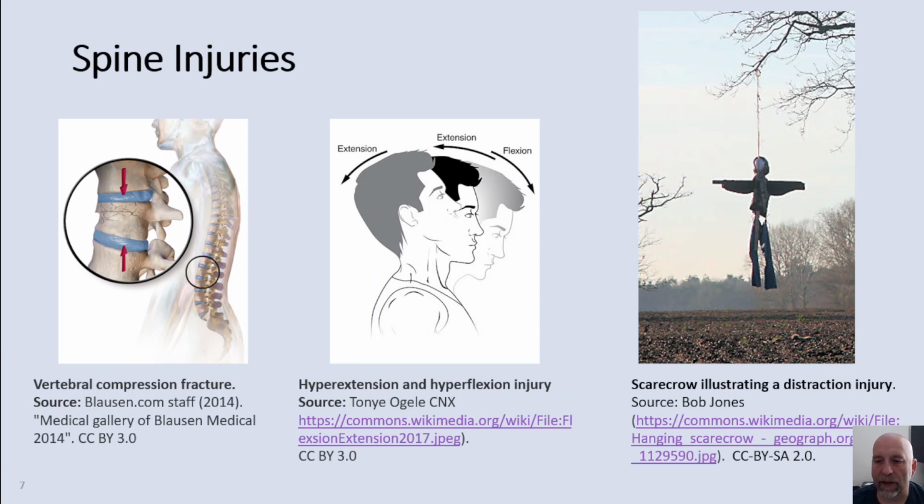Rotation injuries to the spinal cord can result from rapid acceleration forces and are common in higher cervical injuries at the C1 or C2 level. When the spine is pulled along its axis, this is referred to as a distraction injury, and a common example of this is the injury that results from a hanging.